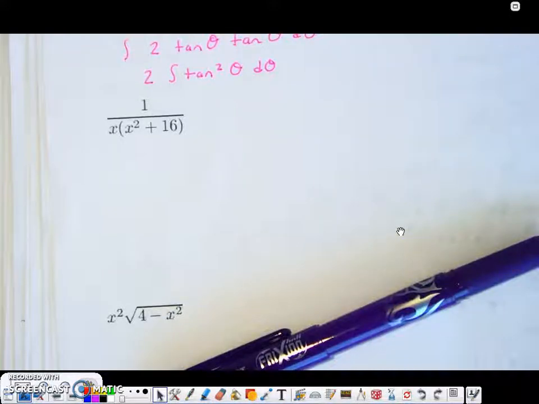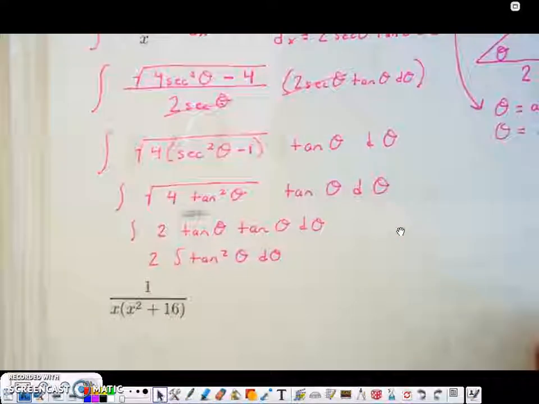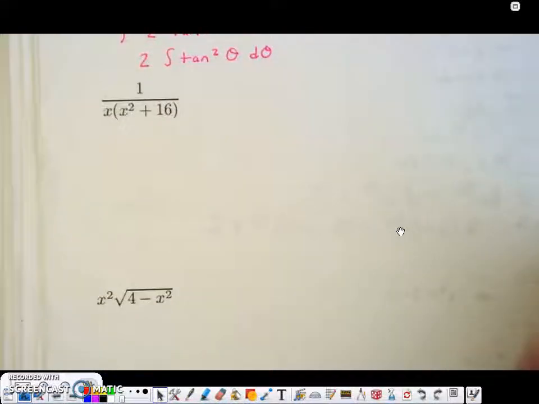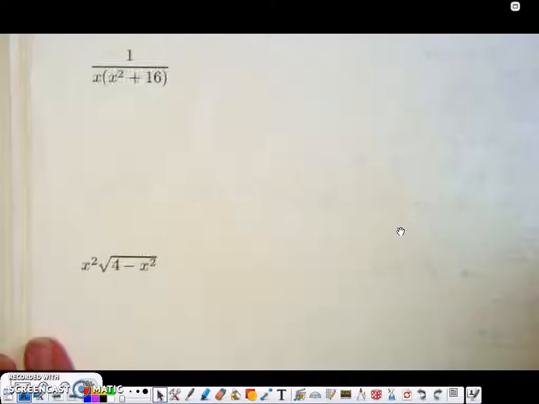Okay, so we already did the first problem on this page, and we're going to move down to the second problem on this page. This is another trig substitution. Again, on the test, you would be given what the substitution is. On your homework, you are not.